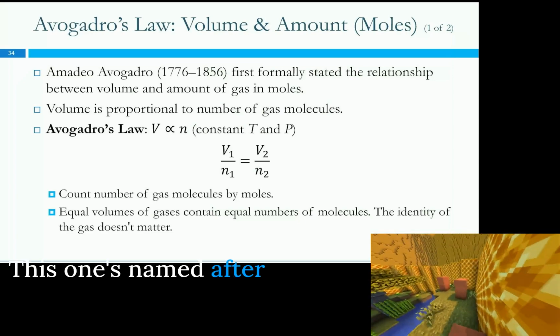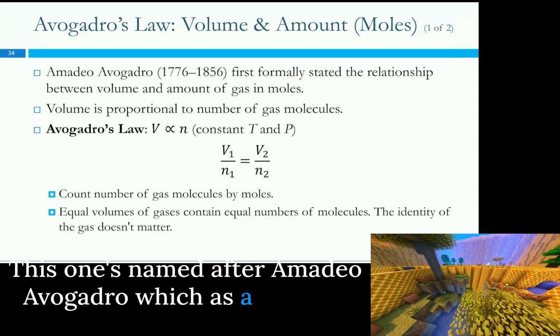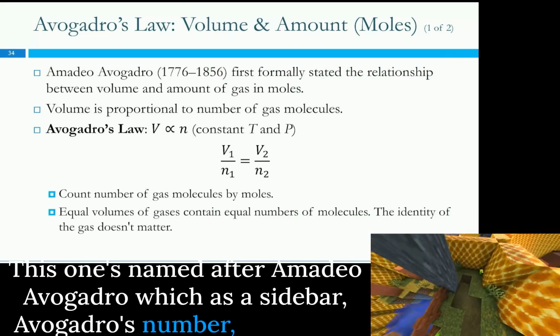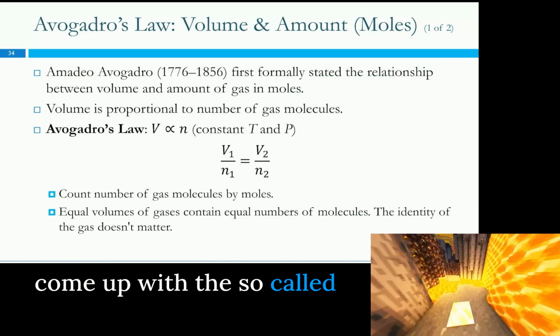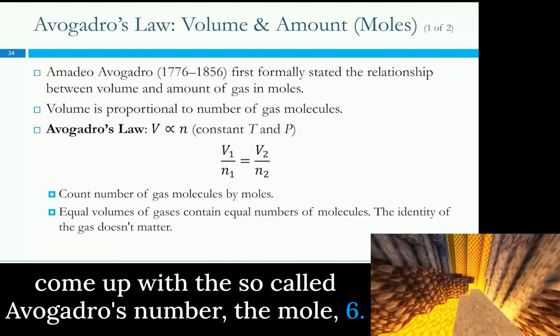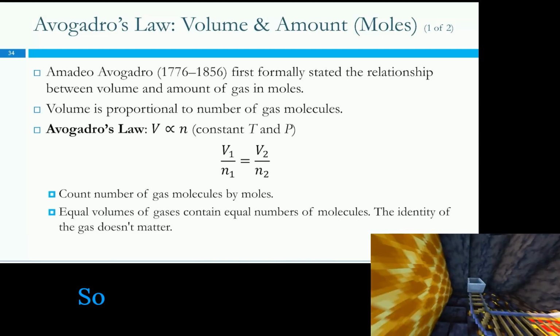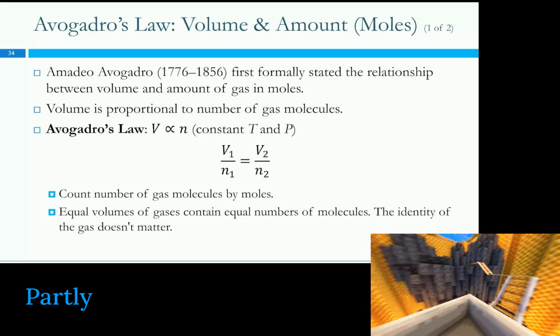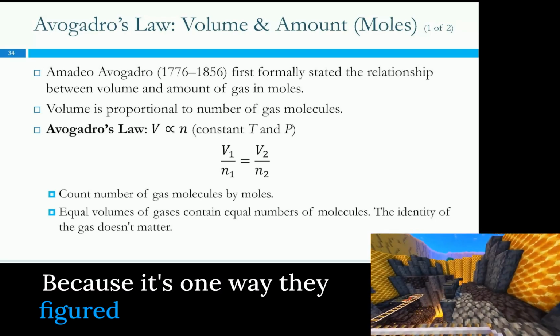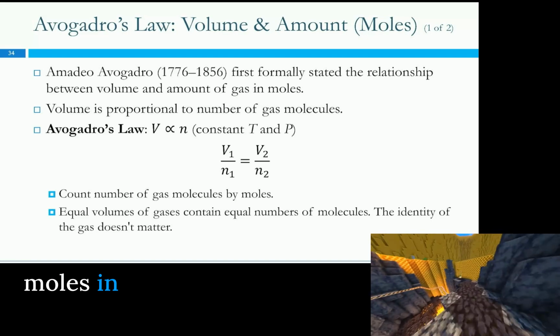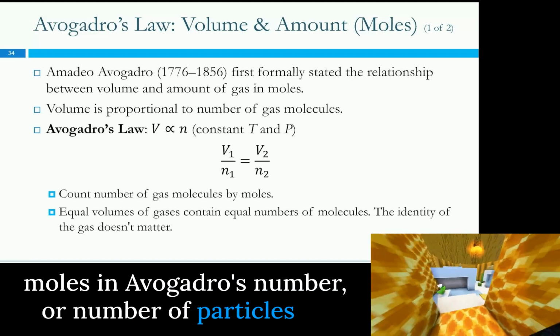This one's named after Amadeo Avogadro, which, as a sidebar, he did not come up with the so-called Avogadro's number, the mole, 6.022 times 10 to the 23. It was named in honor of him, partly for this gas law, I think, because it's one way they figured out the number of moles, or number of particles, in Avogadro's number.